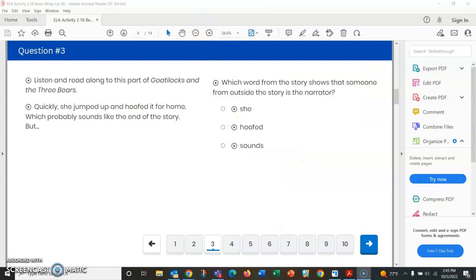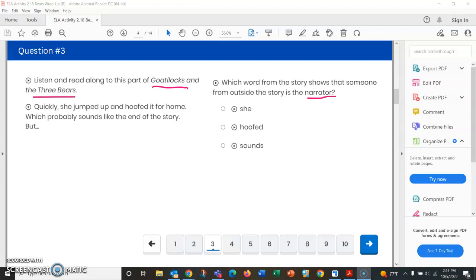We're going to start looking at some of the stories we read. So this is from Goldilocks and the Three Bears. And be careful, it's Goat-elocks, so you know which one you're reading. And the question is, which word from the story shows that someone from outside is the narrator? If you remember, a narrator is somebody who's telling the story. So how can we tell if it's somebody inside the story or outside the story? Well, let's take a look here.